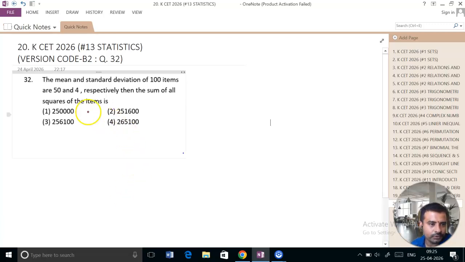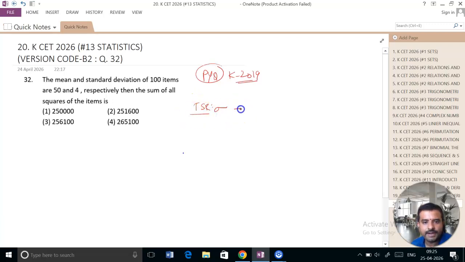Let's move on. Question number 32, the mean and standard deviation. See, this was a previous year question, KCET 2019. They asked the same question. Here we know the time-saving result. Sigma is equal to, what do you mean by sigma? It is the standard deviation, equal to the square root of the sum of the square of the observations divided by n, minus x bar whole square. What is x bar? It is the mean, square of the mean.